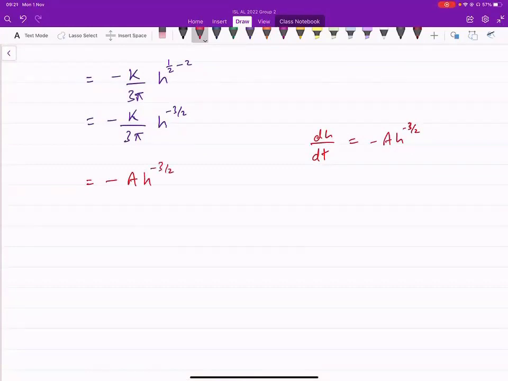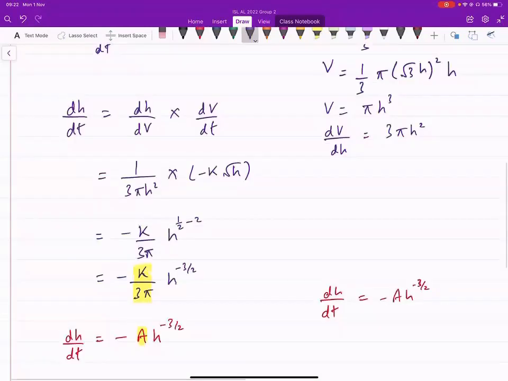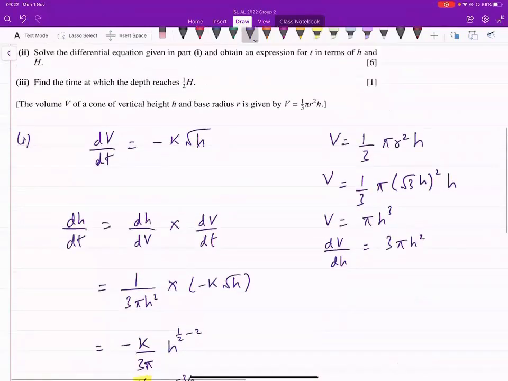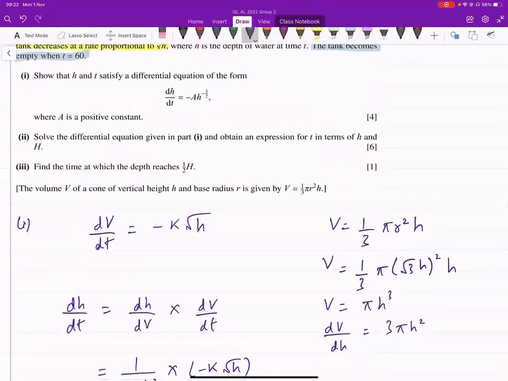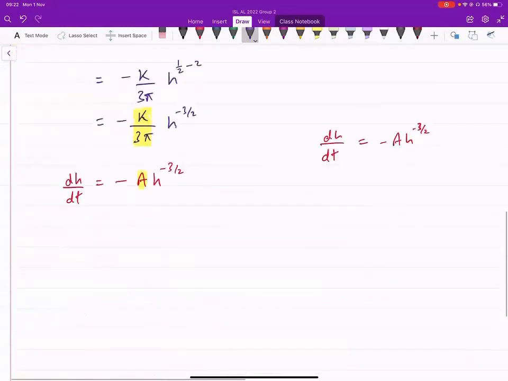We have the same form. Again, this is your dh over dt. Sorry, in place of k over 3 pi, we wrote a, and we get this dh over dt. Now in the second part it says solve the differential equation given in part 1 and obtain an expression for t in terms of h. That's pretty straightforward. Let's solve it and find t in terms of h.